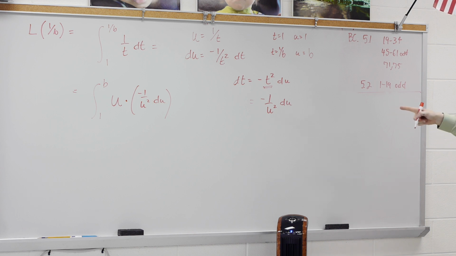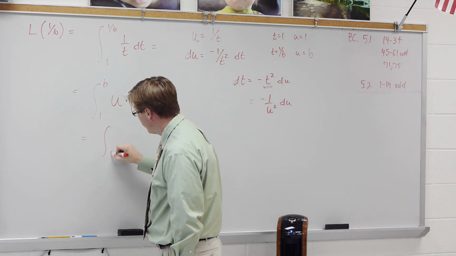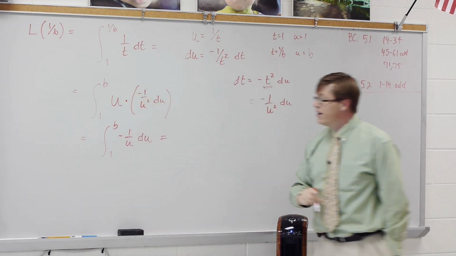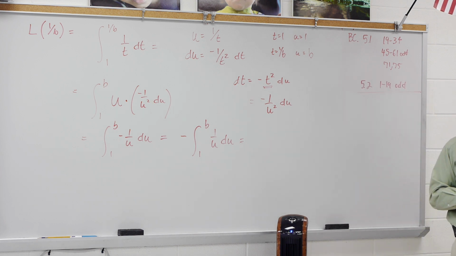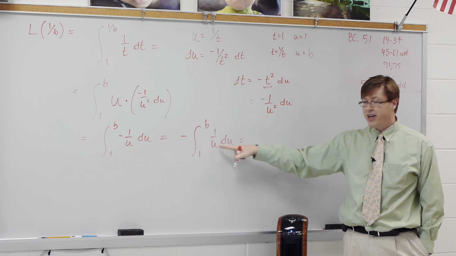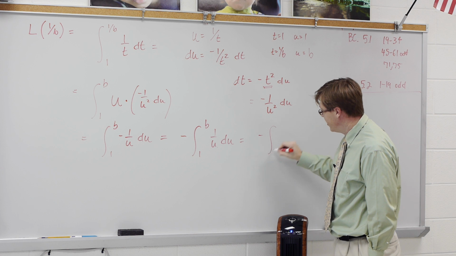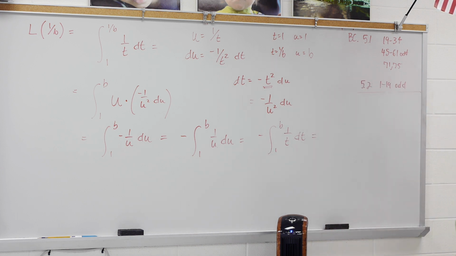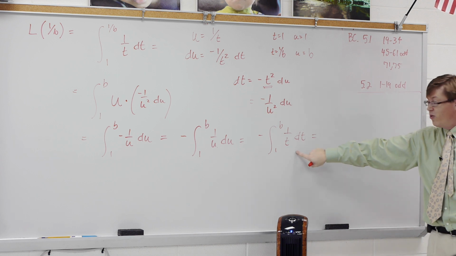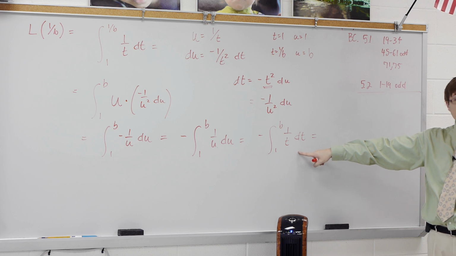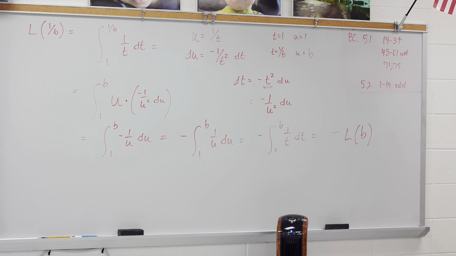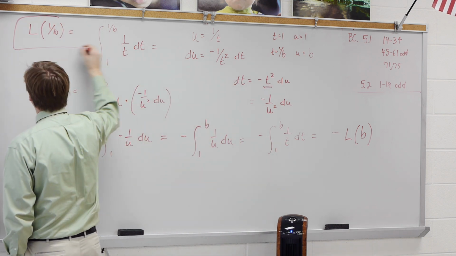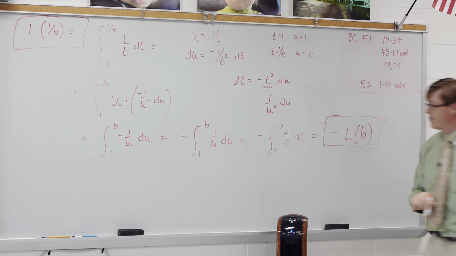Okay, so now we can simplify. What does my integrand turn into on the inside? Negative 1 over u du, right. Which is, I can pull the negative sign out. And haven't we said recently that once I get to this stage, the name of this variable doesn't matter? Right, it's u, I could call it x or q or smiley face. Let's call it t. Now look back at L, capital L. What is this? L of b, negative. So we proved that that equals that.